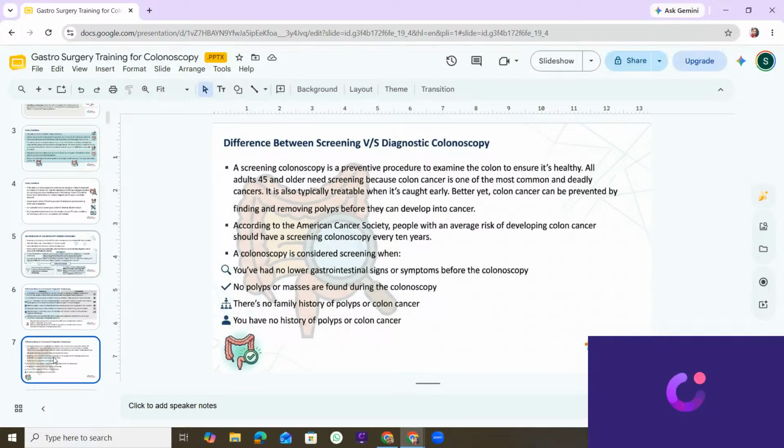For the difference between screening and diagnostic colonoscopy, let's see live examples. This will help you. You can read it in the slide. If you have any questions, please comment.